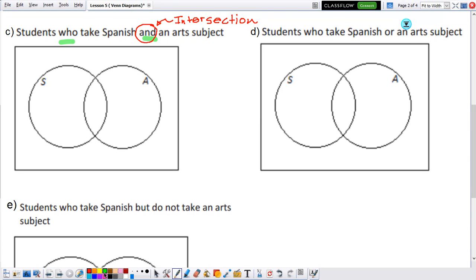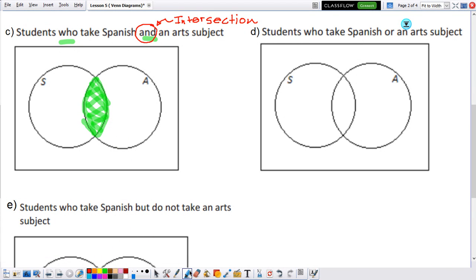So now, if we want to know those students who take Spanish and also take an art, so basically what we need to shade is the intersection of the circle that talks about Spanish and the circle that talks about art. So this is the only region where the two circles intersect. So this is the shaded region that we're interested in.